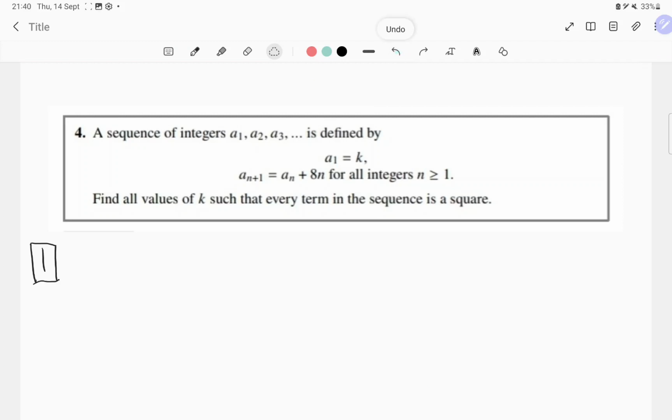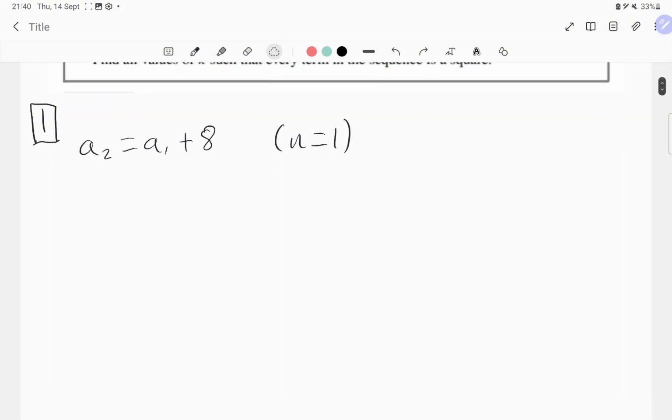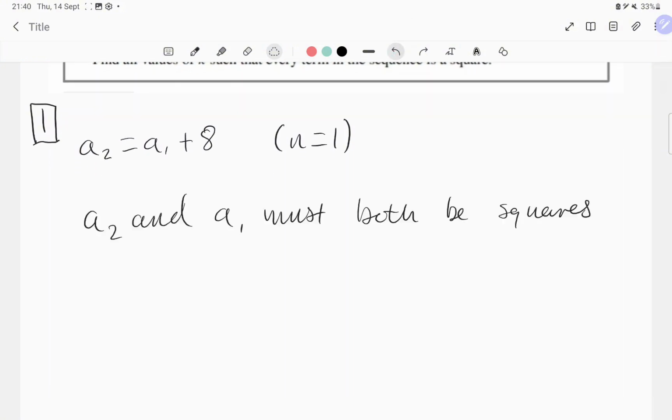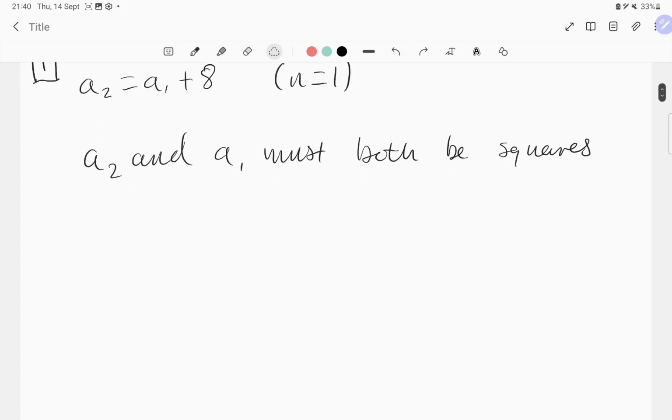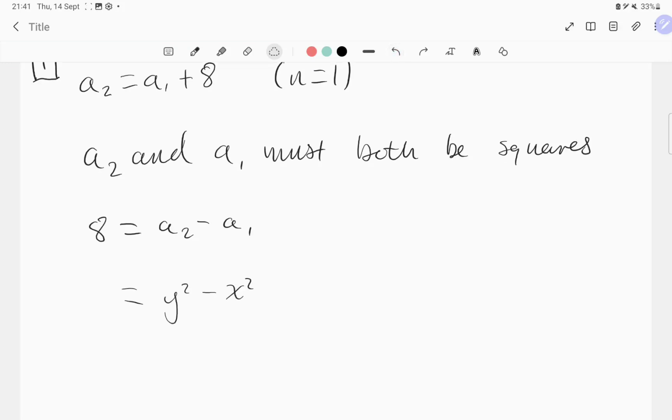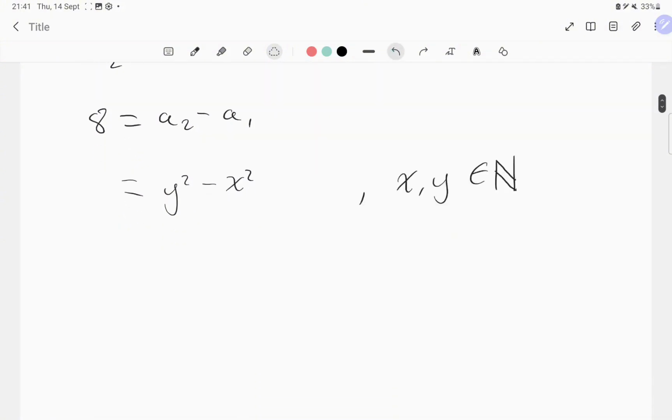From the definition above, we can see that a2 equals a1 plus 8 when n equals 1. Since a2 and a1 must both be square numbers, we therefore have 8 equals a2 minus a1, which equals y squared minus x squared. We can do this because a2 and a1 can both be written as square numbers, where x and y are natural numbers, that is, counting numbers. By the difference of two squares, we have 8 equals (y minus x) multiplied by (y plus x).